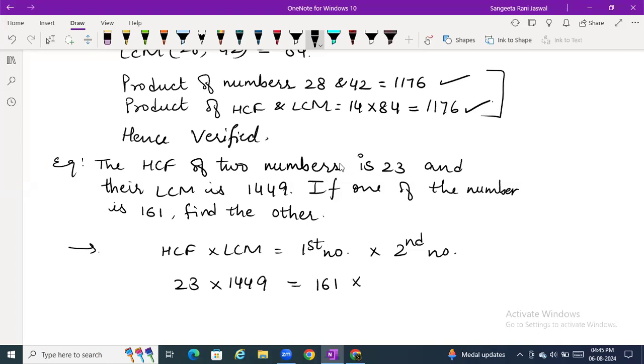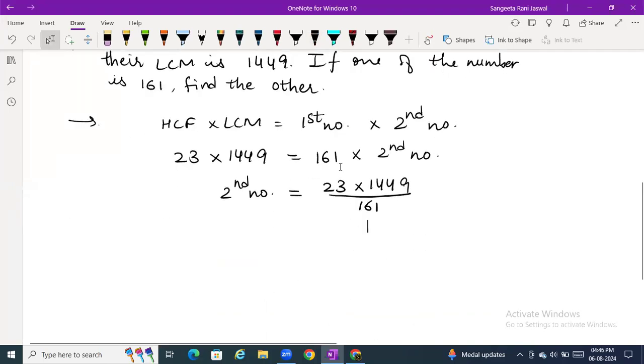Now we have to find the second number. So in this case, what will be? Now this number is multiplying with this number. So when we take it on the other side, it will become divide. When the number goes on the other side, the operation changes. So this will come this side and it will divide with the whole of the left hand side. Now can you cancel out if anything can cancel?